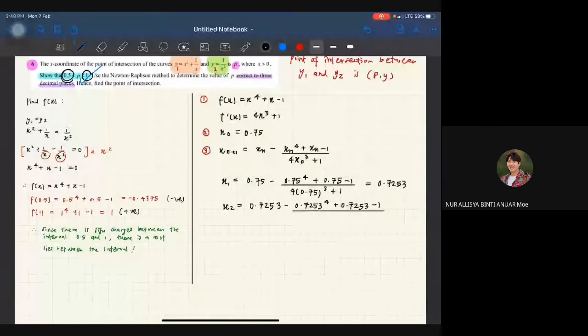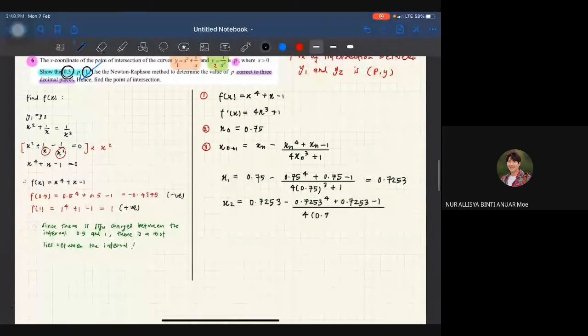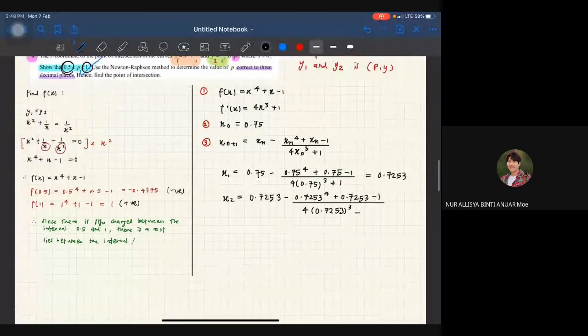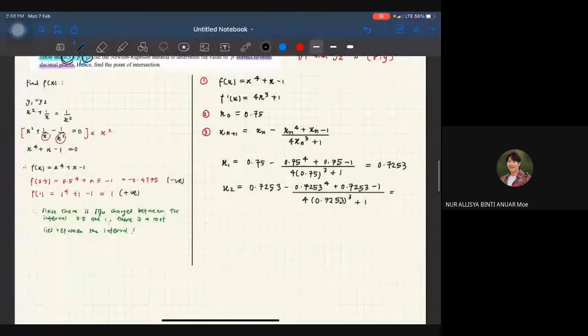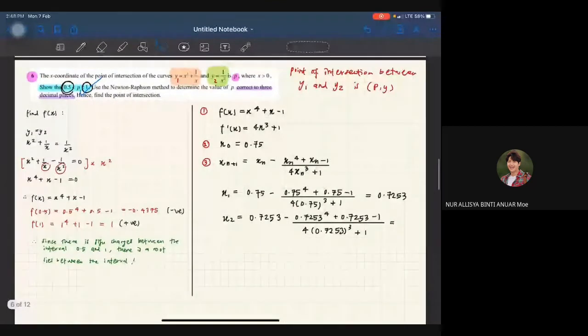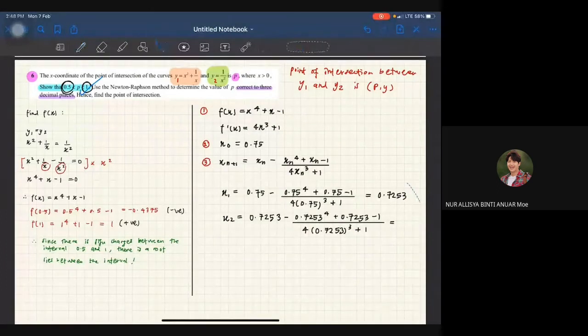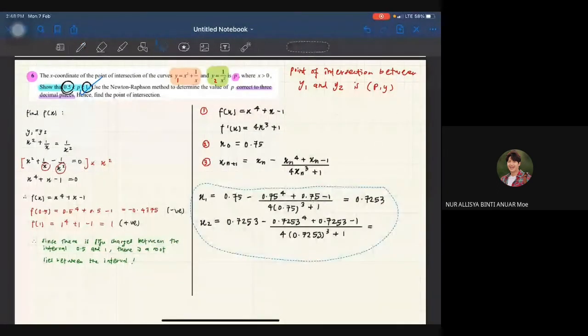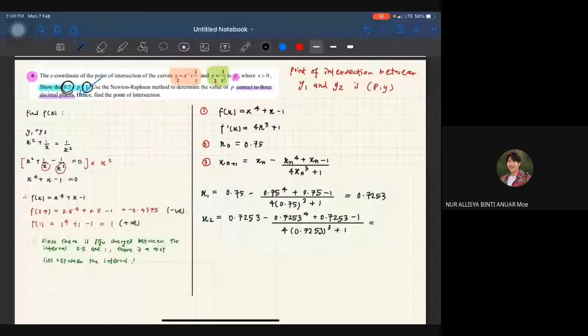And then for your f prime is 4 times the previous value, 0.7253 cube and then plus 1. Okay, so what do you get for this one? Ada yang dah siapkan soalan ni? Cuba bagi terus jawapan. Apa awak dapat? Untuk x2. 0.7245. Okay, thank you.